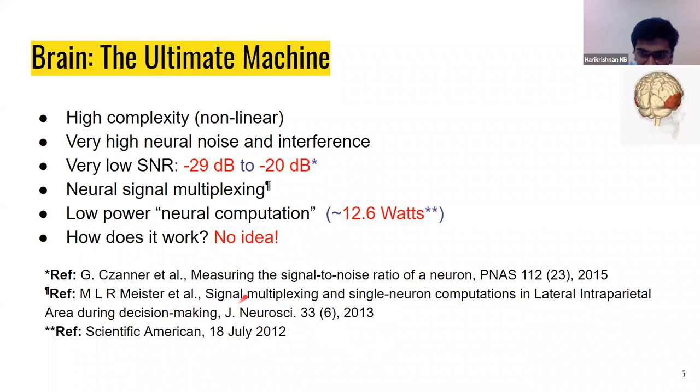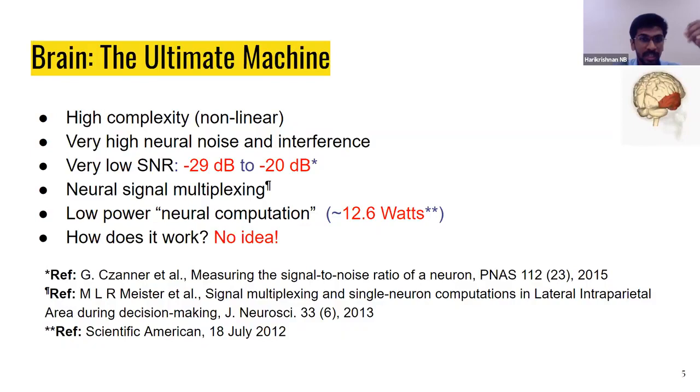I'm going to give some numbers. SNR is minus 10 dB to minus 3 dB for guinea pig auditory cortex neurons, minus 18 dB to minus 7 dB for rat thalamic neurons, minus 20 dB to minus 14 dB for monkey hippocampal neurons, and minus 29 dB to minus 20 dB for human subthalamic neurons. So what does this mean? This means that the neurons in the brain are highly noisy. And in that high amount of noise, still we are able to learn. We are able to make sense of what is there in the world.